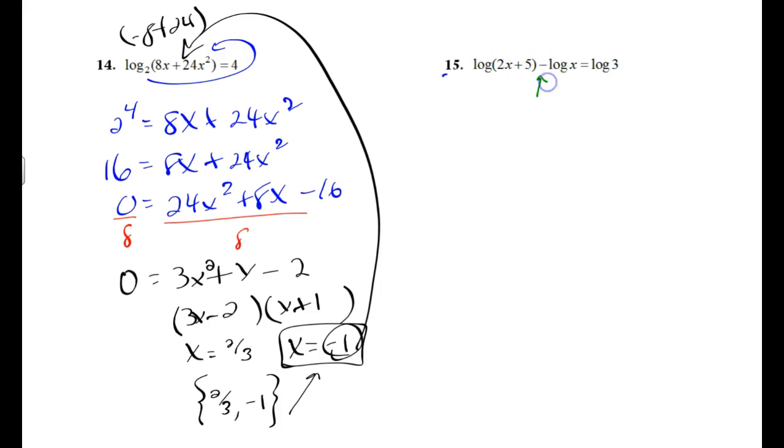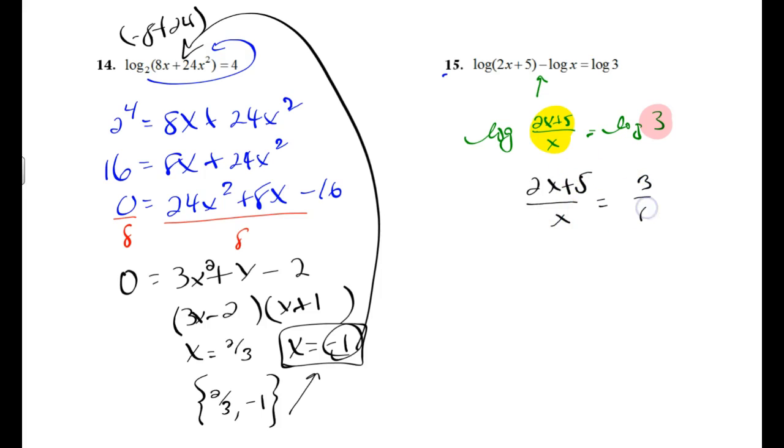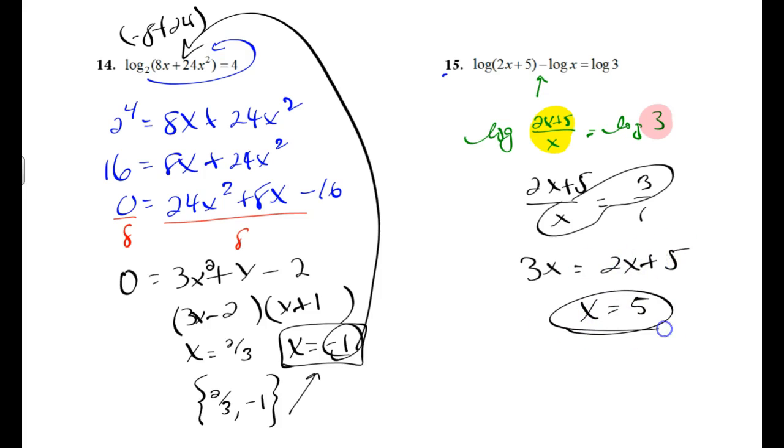This is a minus sign, so it's a quotient rule. So I'll divide 2x plus 5 over x is equal to the log. Now this is a 1-to-1 property, so the log of this equals the log of that when this yellow equals this pink. So all I have to do is set this equal to that, because that's the only time that the log of the left will equal the log of the right. So multiplying, 3x equals 2x plus 5, and it's very simple. By subtracting off 2x, I get x equals 5, which does not cause any extraneous solutions. So I would say 5 is a great solution.